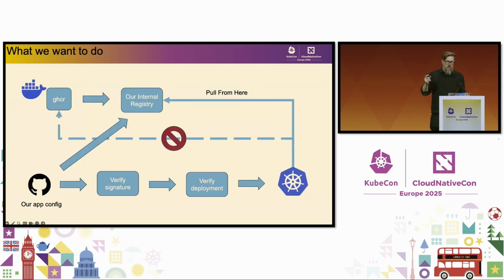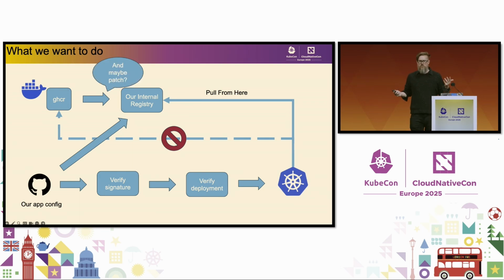Okay, so at a high level, what we want to do is take our images from Docker Hub or GHCR, and put them into an internal registry. Then we want to make sure that Kubernetes only pulls from that registry. Then we want to publish our app config to the same registry. And then when we deploy that application, we want to verify the signature, verify the deployment, and hopefully everything is happy.